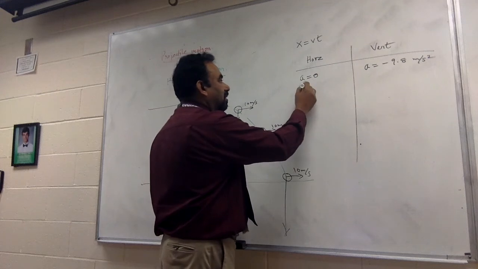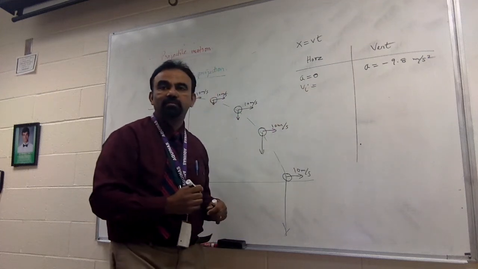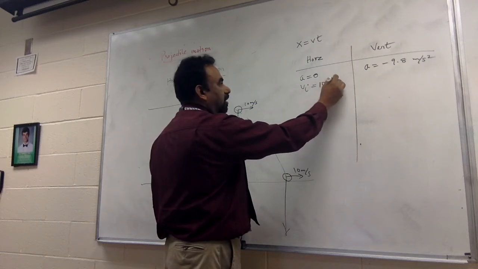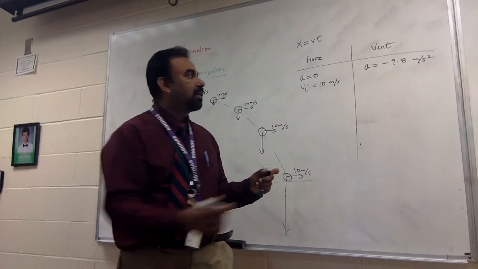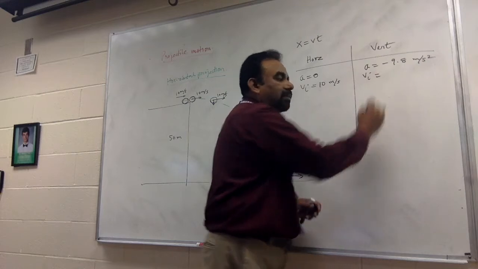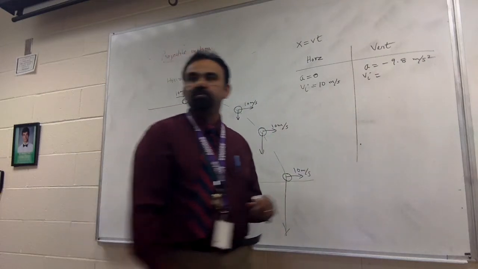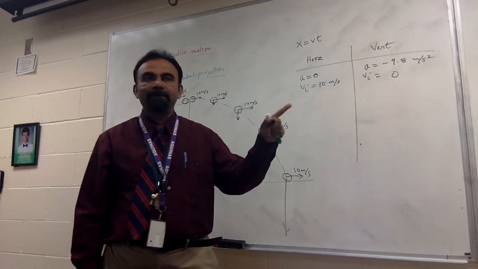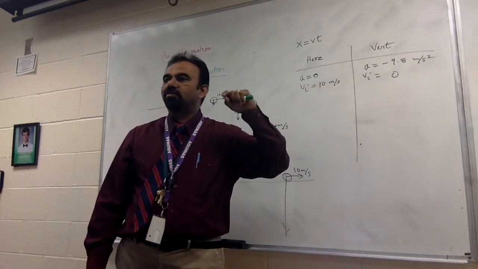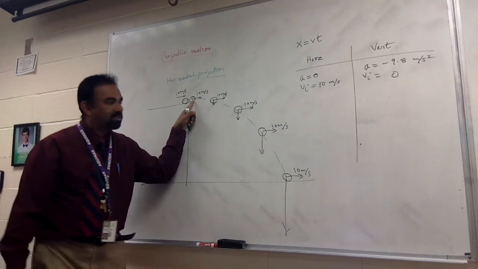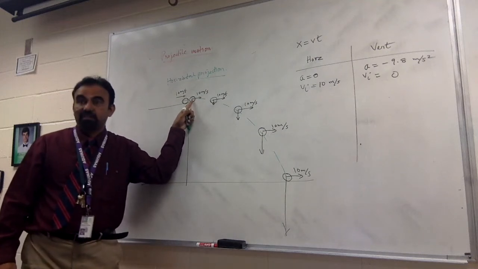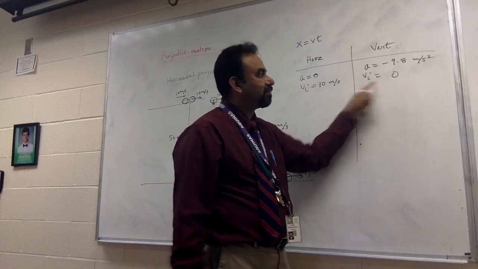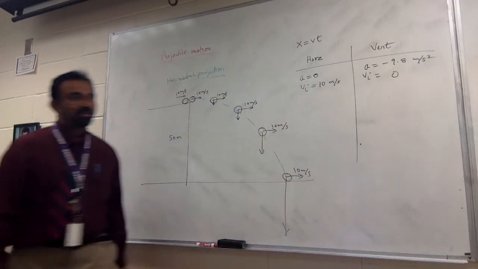What's the initial velocity horizontally? How much? 10 meters per second. You know for sure. What's the initial velocity here? 0. Do you understand that? The initial velocity is 0 because initially it has just not started moving yet vertically. What else do you know on this side?